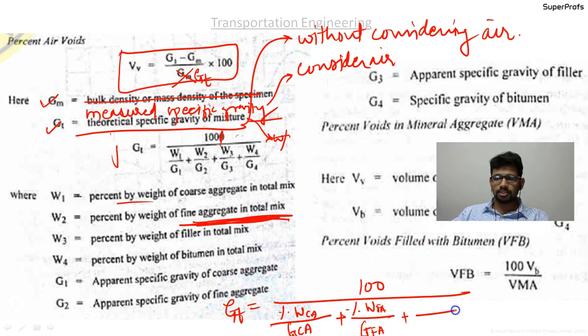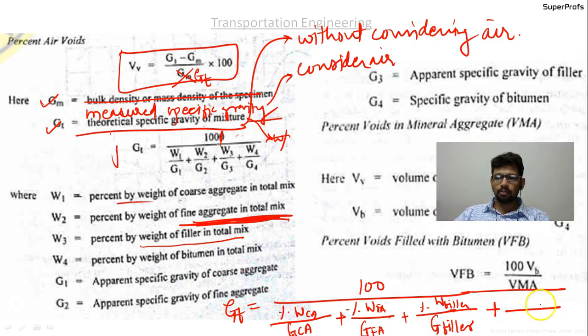Plus W3, the percentage by weight of filler in the total mix, so percentage W filler upon G filler, that is the apparent specific gravity of the filler. The next one is the binder, the fourth one, percentage by weight of bitumen in total mix, so percentage W suffix B upon G suffix B, the specific gravity of the bitumen.